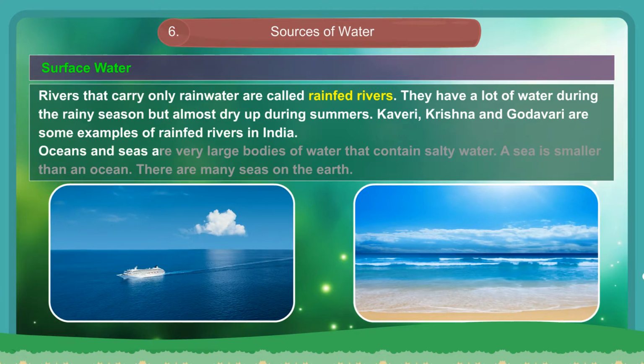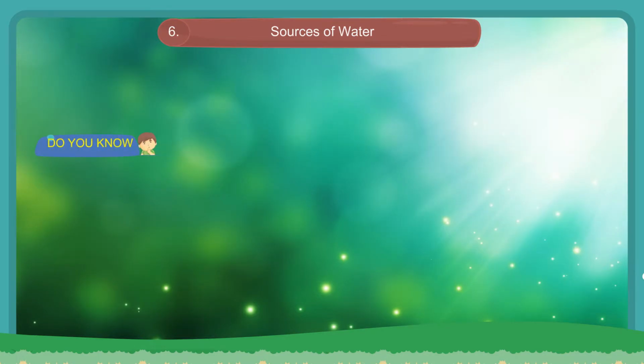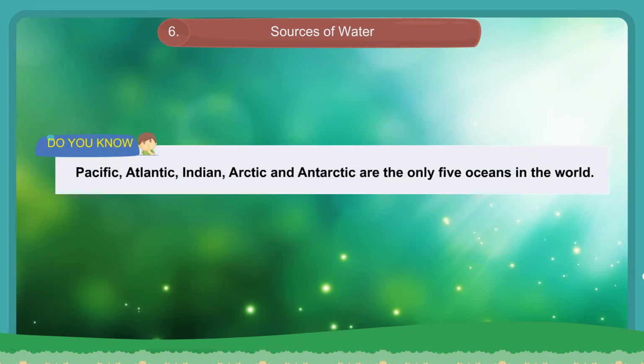Oceans and seas are very large bodies of water that contain salty water. A sea is smaller than an ocean. There are many seas on the earth. Do you know Pacific, Atlantic, Indian, Arctic, and Antarctic are the only five oceans in the world?